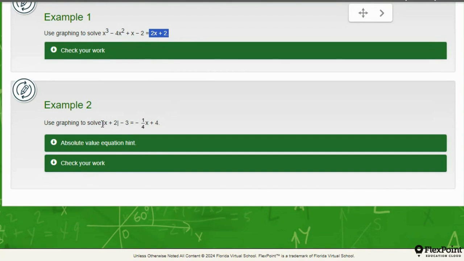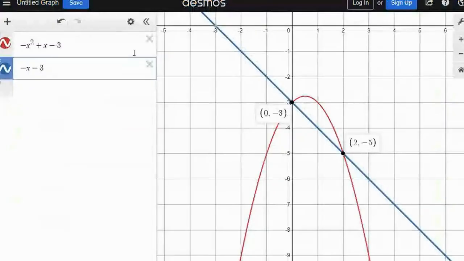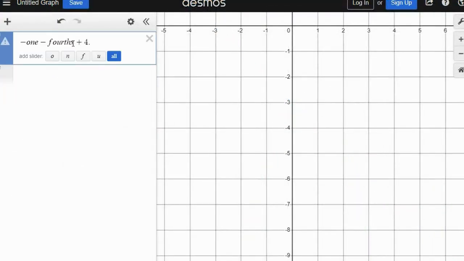Oh, let's look at this one. Absolute value. So let's do the first one, negative 1/4 x plus 4. So here's one of the equations. I'm going to change it to a 1/4.